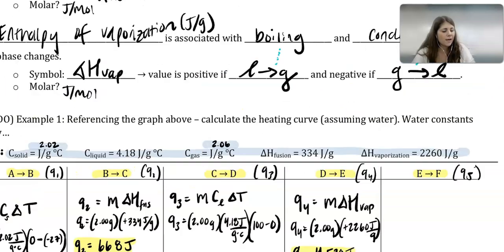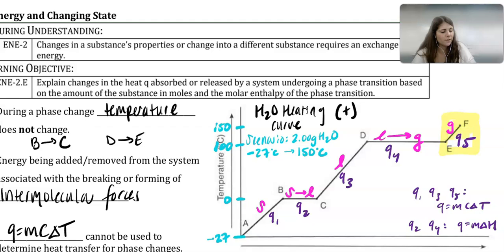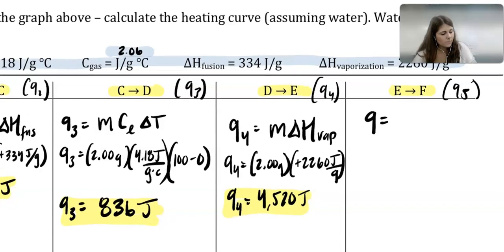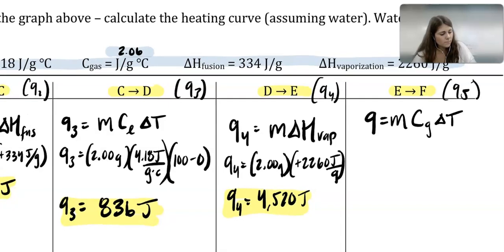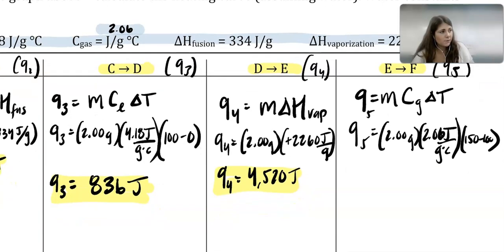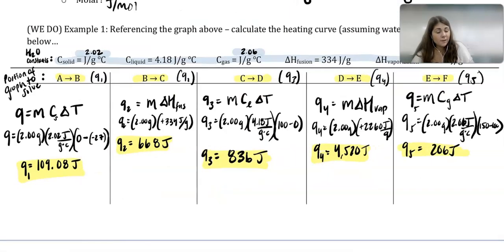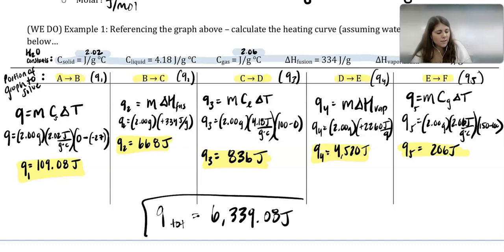And then lastly, Q5. So this will be this portion of the graph right here. This will be water vapor, and it's going from initially 100 to 150. So we got to make sure we use the heat capacity of water as a gas, 2.06. So here, 150 minus 100. I definitely didn't leave myself enough room. Q5 is 206 joules. So this is a long problem, but after taking all the total Qs, you should get 6,339.08 joules as your final answer.